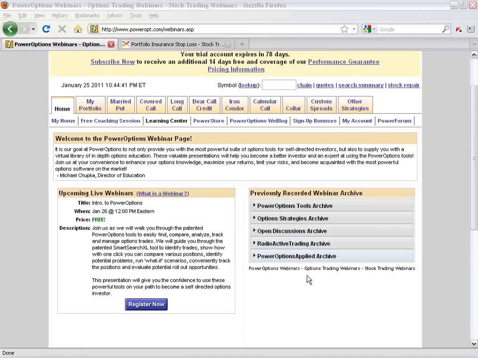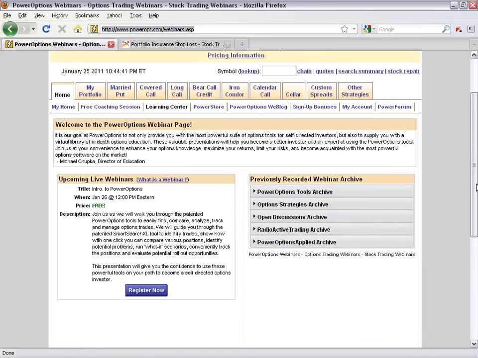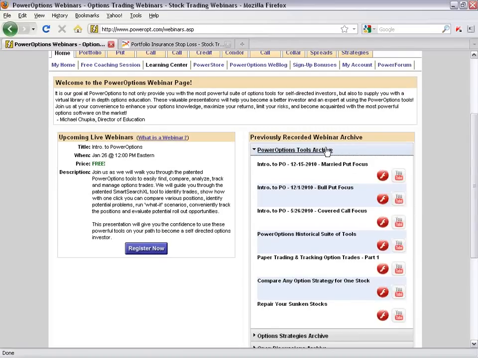So this page shows me the upcoming webinars, and over on the right I have the archived webinars. In the Power Options Tools Archive, there's a full hour presentation on the Power Options historical suite of tools. It's not directly geared towards the radioactive trading techniques, but it does go through some different principles of using the historical suite of tools, and you can access it right there. Marilyn, you're welcome. Thanks for joining me.